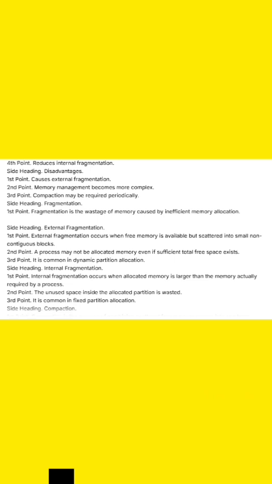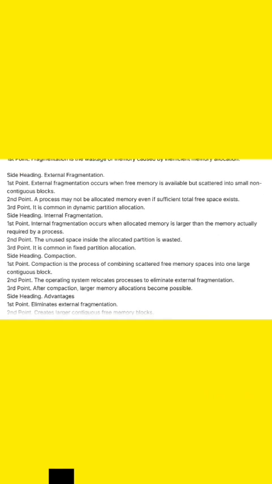External fragmentation. First point. External fragmentation occurs when free memory is available but scattered into small, non-contiguous blocks. Second point. A process may not be allocated memory, even if sufficient total free space exists. Third point. It is common in dynamic partition allocation.